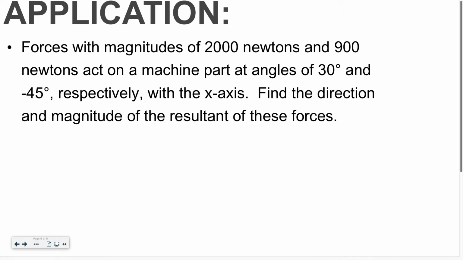And 900. Act on a machine part at angles 30 degrees and negative 45 degrees respectively with the x-axis. Find the direction and magnitude of the resultant of these forces. Okay, so first I'll go ahead and let you write down whatever you need to in order to come back and look at this in your notes. And then we're going to talk about what they're actually asking you to find.